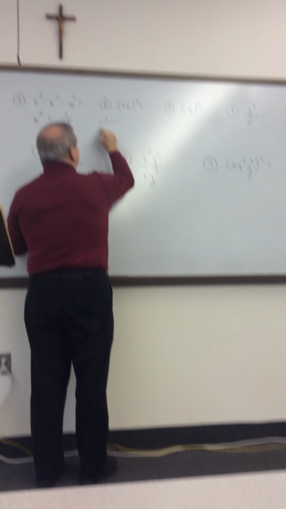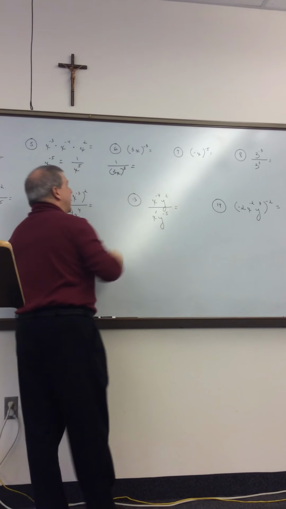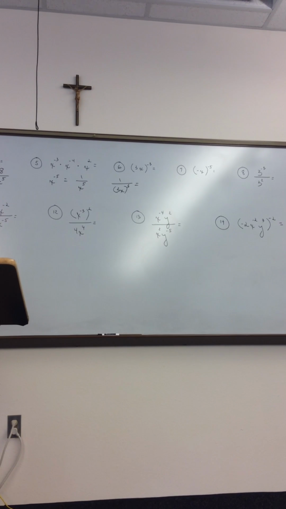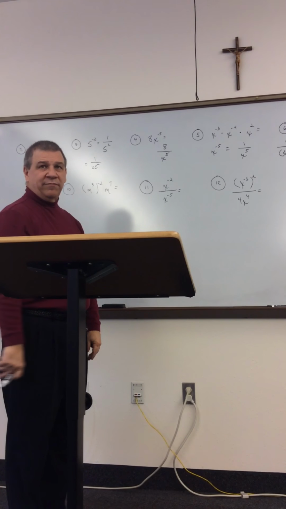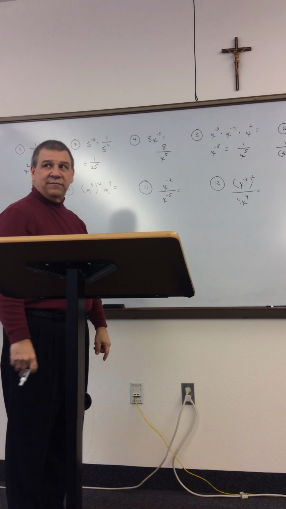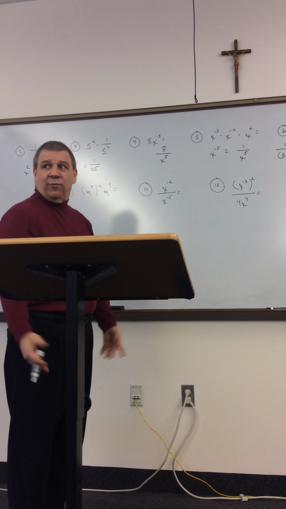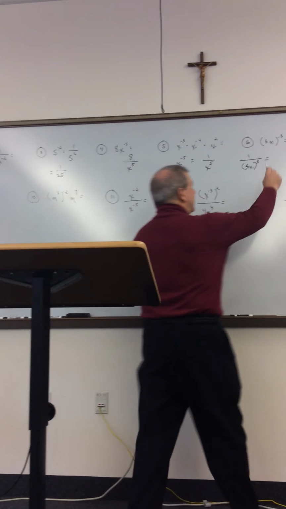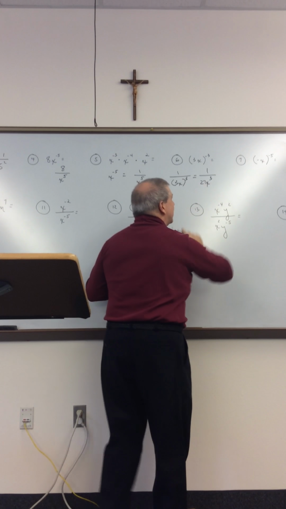1 over the quantity of 3x cubed. 1 over the quantity of 3x to the positive third. But that's not done. What's the final answer to number 6? Now go ahead and cube everything on the bottom. What's the answer to that? Just cube everything on the bottom. 1 over what? 27x cubed. 1 over 27x cubed.